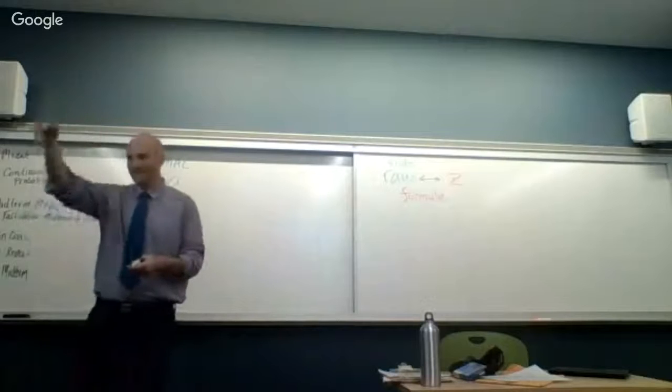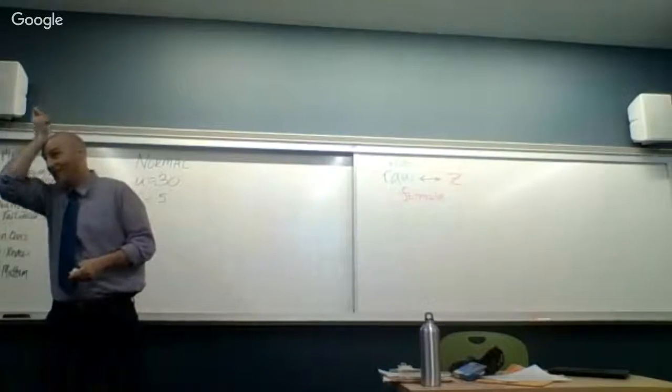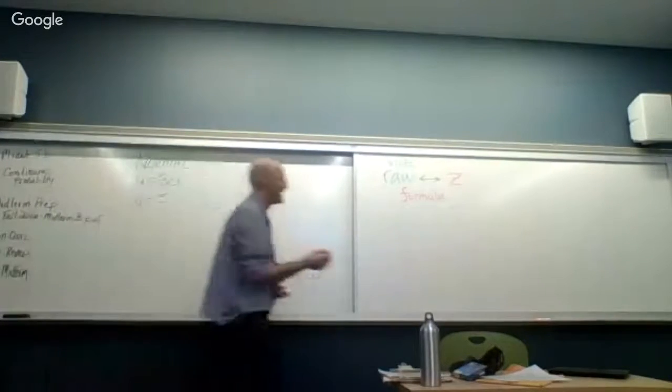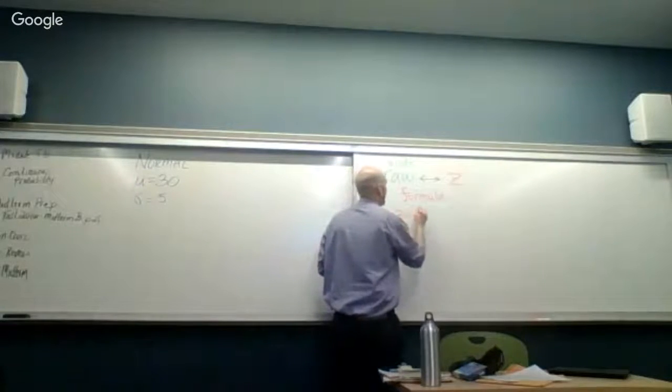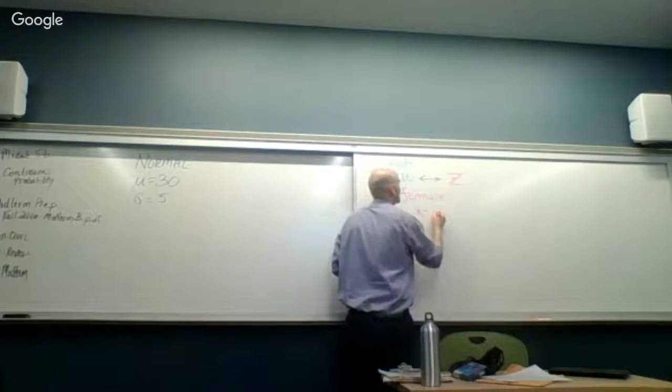James, Jack. Got it right the second time, but I knew I got it wrong the first time. X minus mu over standard deviation. Sounds good. X minus mu over sigma.